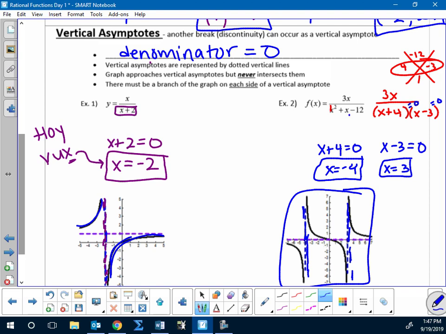All you know how to get so far are holes and vertical asymptotes. That's not enough, so there's got to be more stuff we have to do. So let's go to the next page.